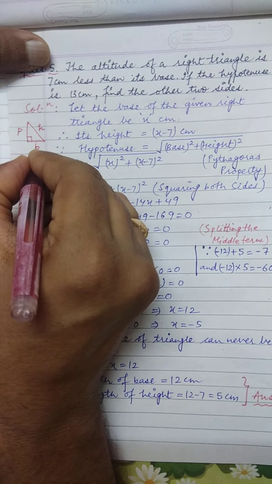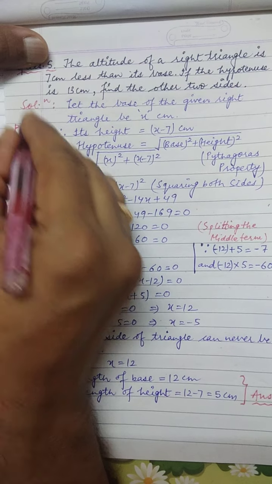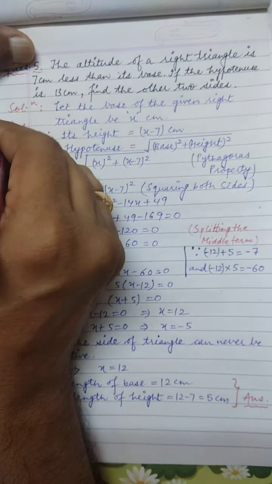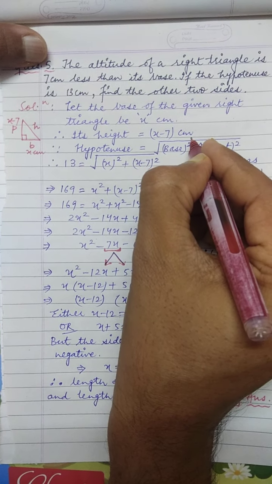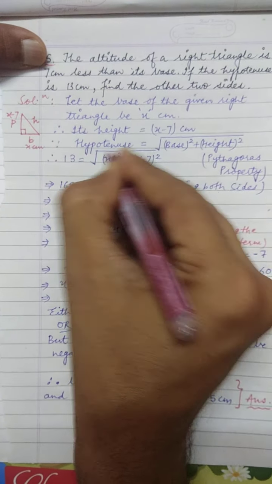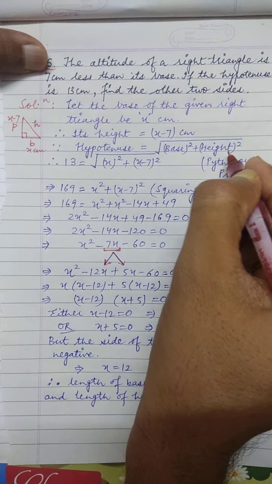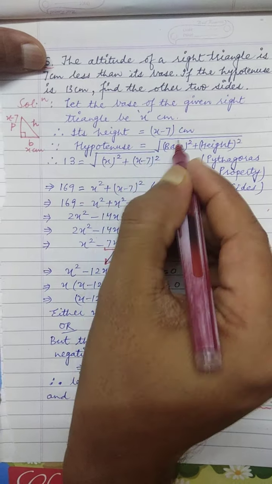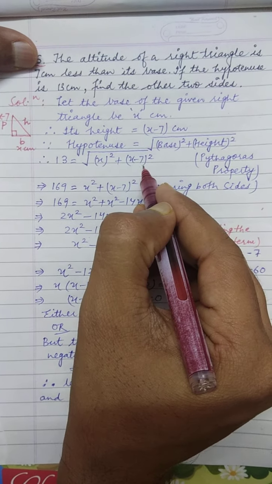So we suppose that the base is x centimeter and the height, which is your perpendicular, since it is 7 cm less than the base, now it becomes x minus 7. So I have written here x minus 7 cm. And since we know that by Pythagoras property, hypotenuse is equal to under root of base square plus height square, and the hypotenuse is given to be 13.